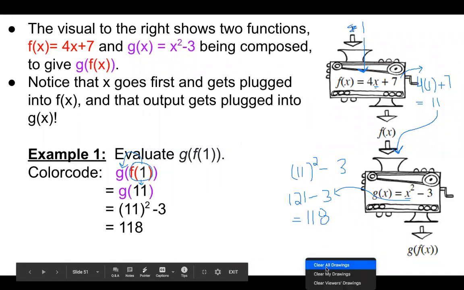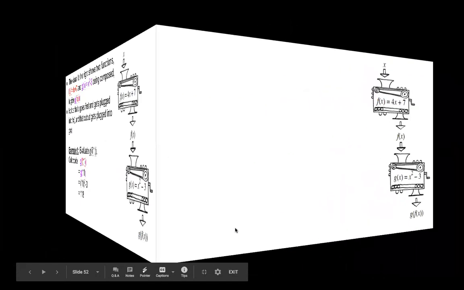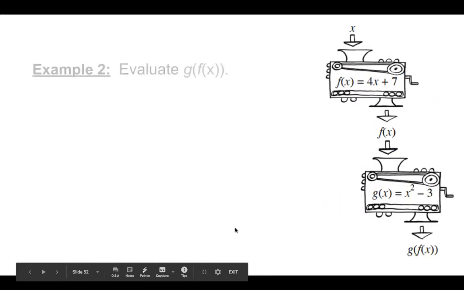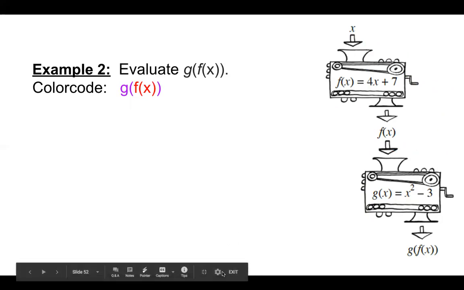All right, let me go ahead and clear my drawings. Let's try another example. So we're using the same one, but now we want to evaluate what g of f of x is. Now we're not plugging in anything to x. We just want to figure out what this function composition is. So there's nothing that we're going to drop in there.